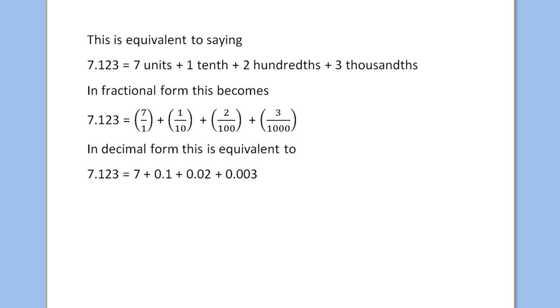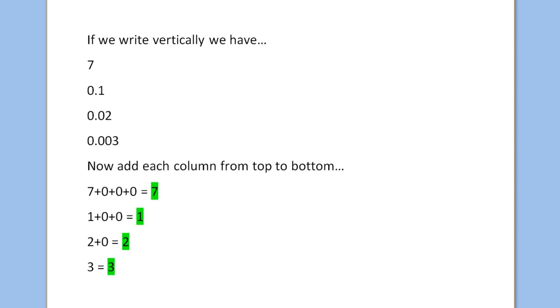Plus 0.1 plus 0.02 plus 0.003. If we write vertically, we have 7, 0.1, 0.02, 0.003. Now add each column from top to bottom. 7 plus 0 plus 0 plus 0, that's 7. 1 plus 0 plus 0 is 1. 2 plus 0 is 2, and 3 is 3.